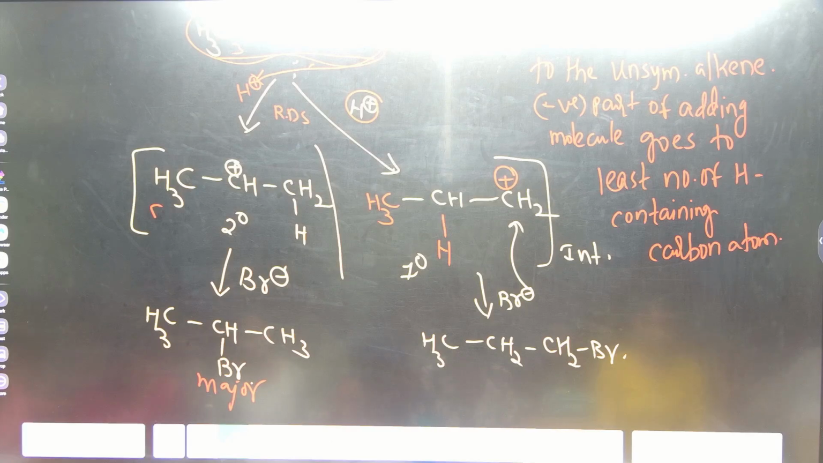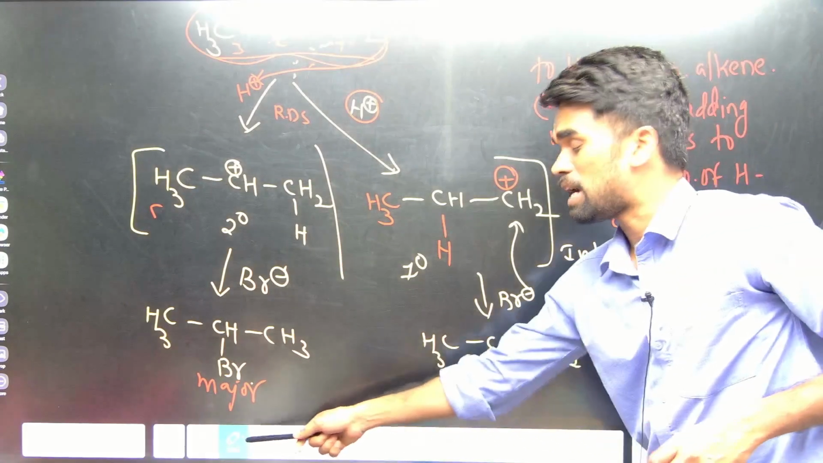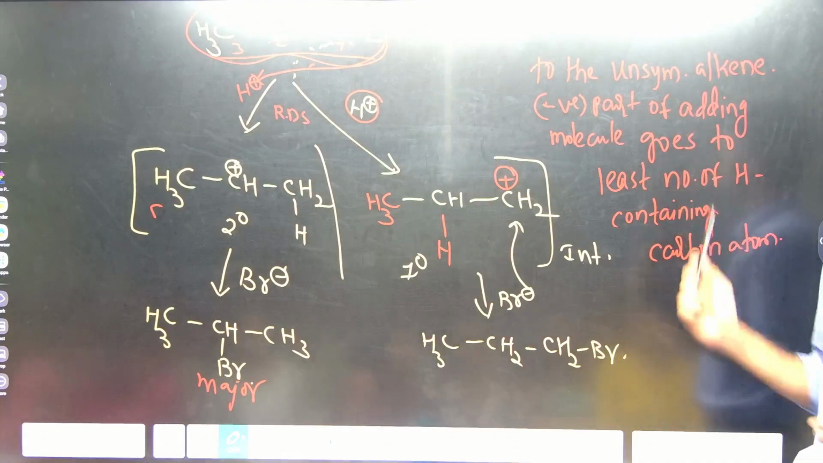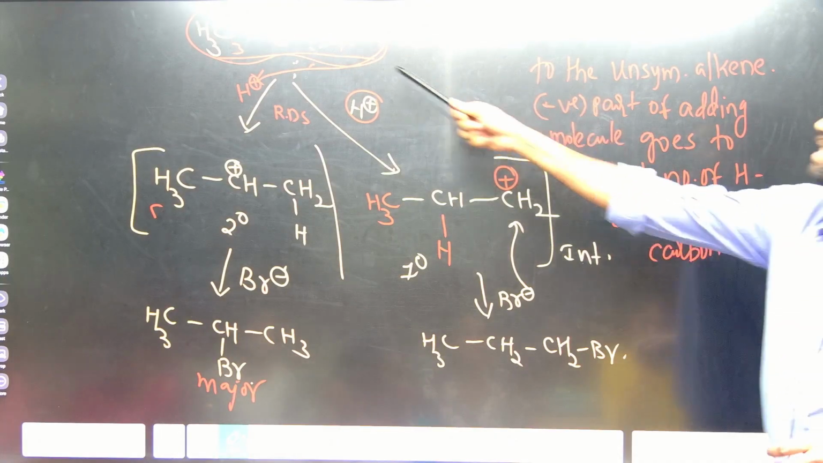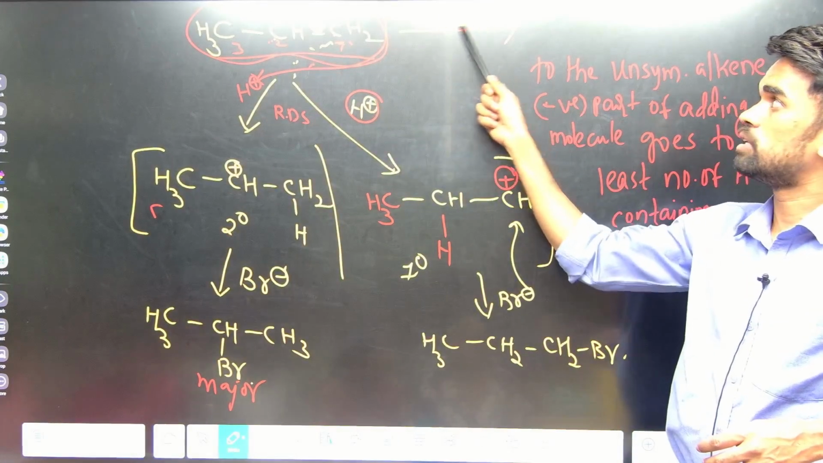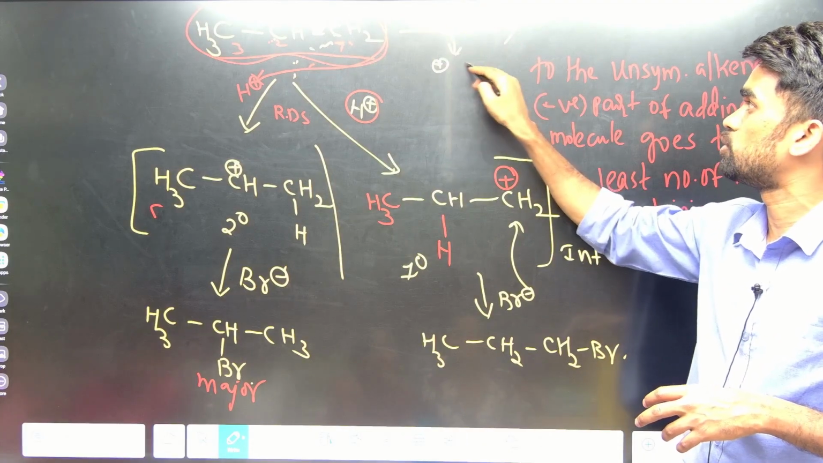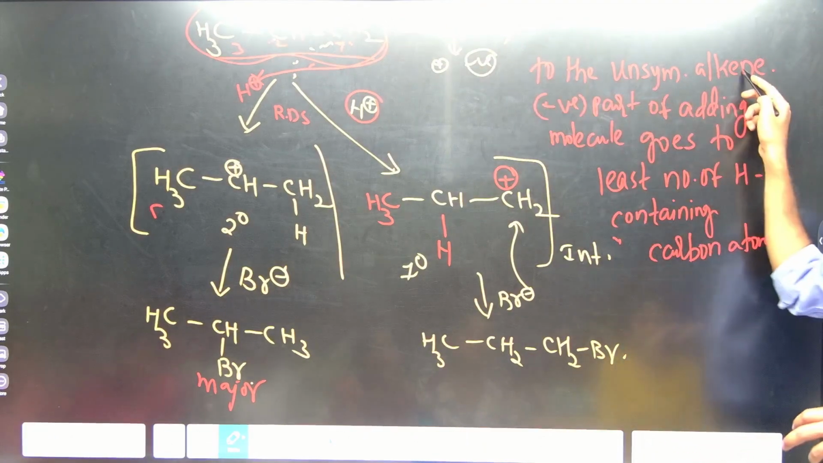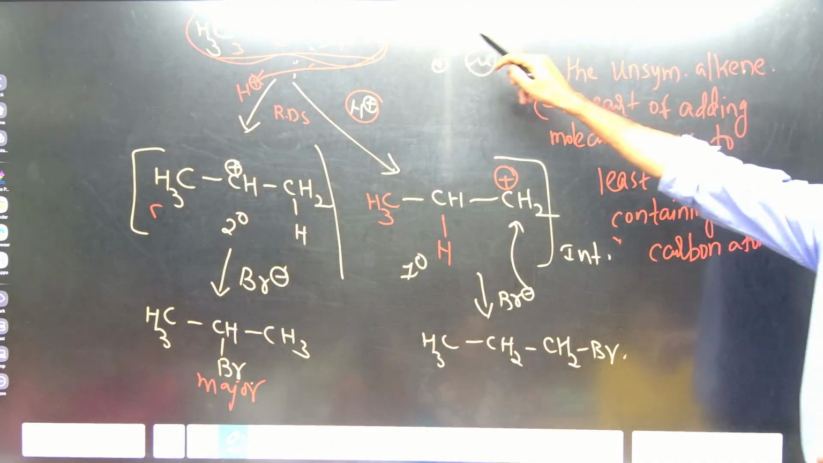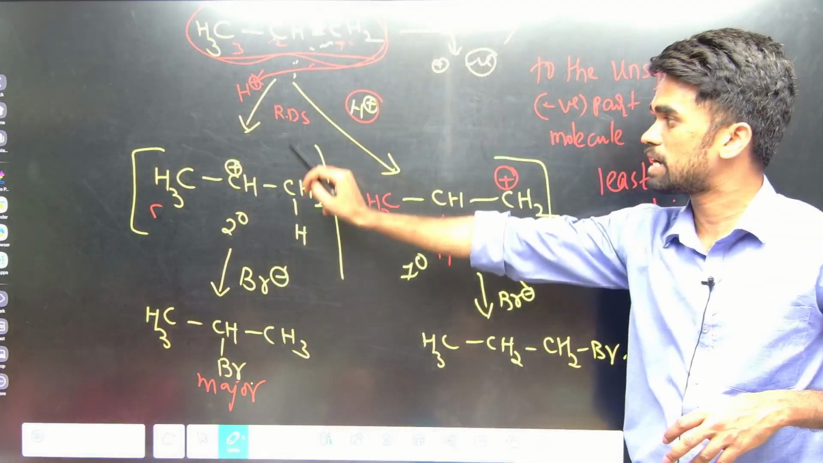Okay, listen here. What is this Markovnikov rule statement? To the unsymmetrical alkene, adding molecule. In this adding molecule, we have one positive part and negative part, right? So the negative part of that adding molecule goes to the least number of hydrogen containing carbon.